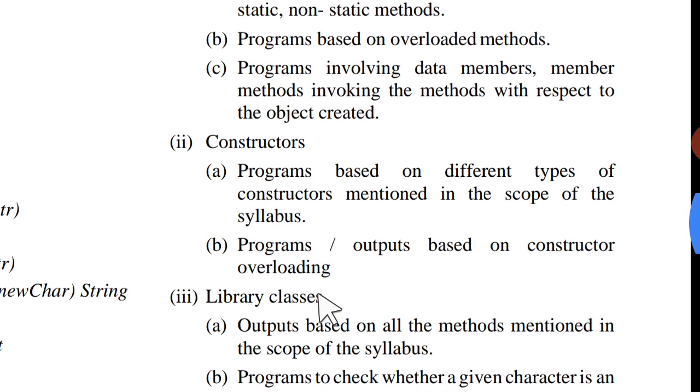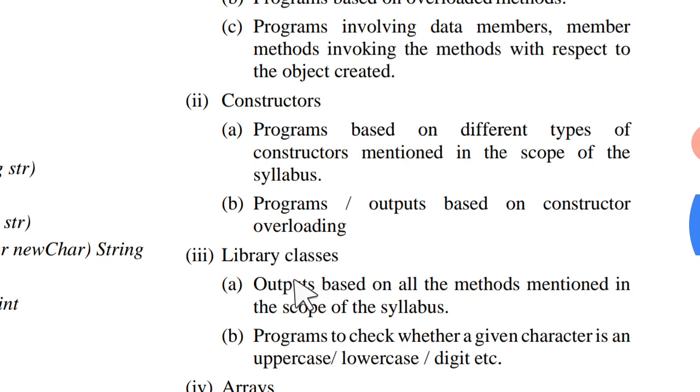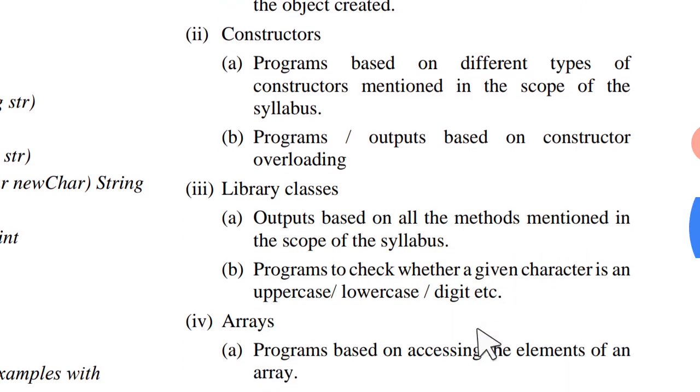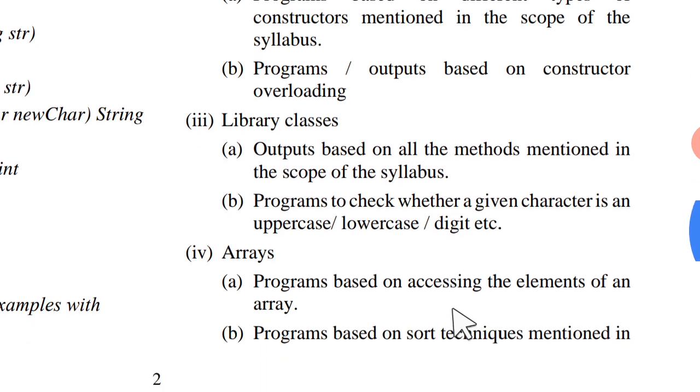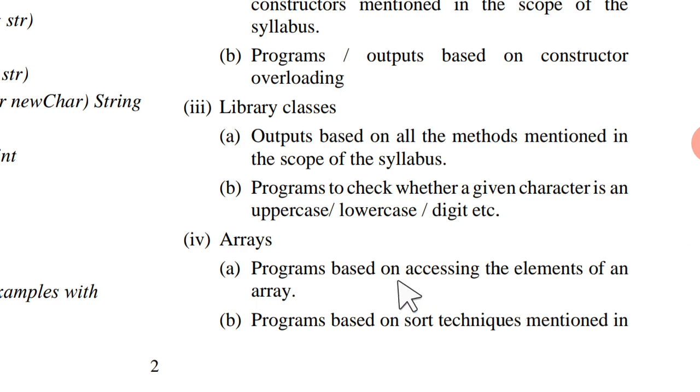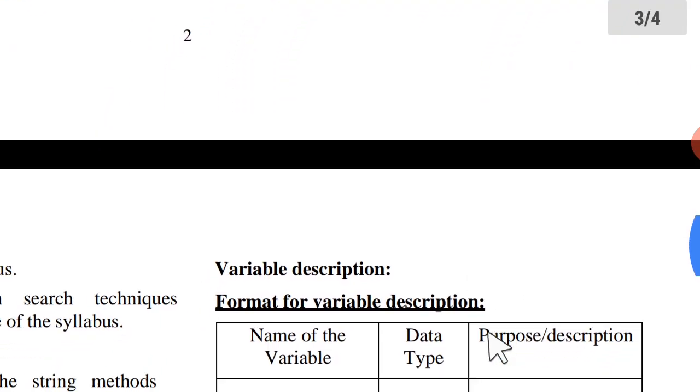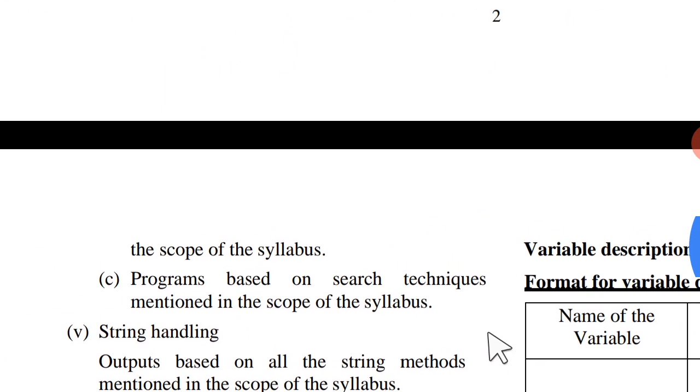Okay. After that, library classes. Here, output based on all the methods mentioned in the scope of the syllabus. Then programs to check whether a given character is an uppercase or lowercase or digit, etc. Okay. Then array programs based on accessing the elements of an array. Programs based on sorting techniques mentioned in the scope of the syllabus. So programs based on search techniques mentioned in the scope of the syllabus.